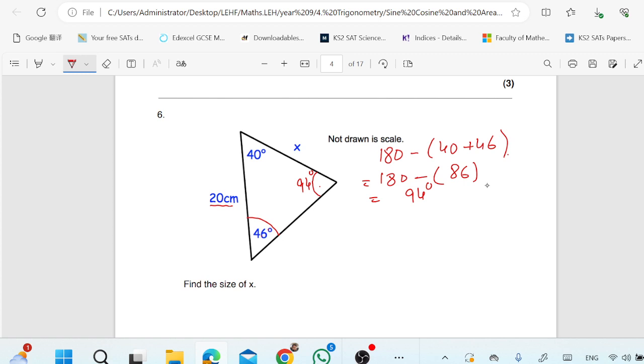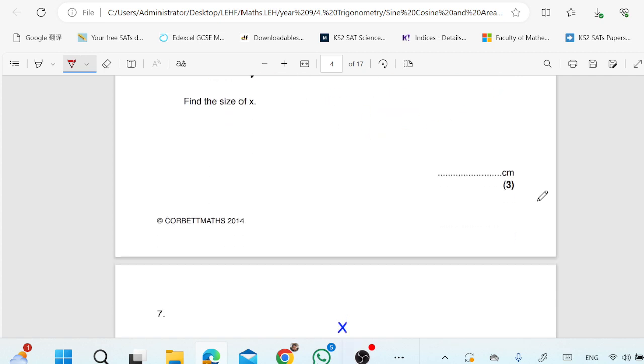So sometimes the question is not very straightforward. It's not always that the angle and opposite side are given to you. So using your thinking, you have to find the missing elements and then use the sine or cosine rule.